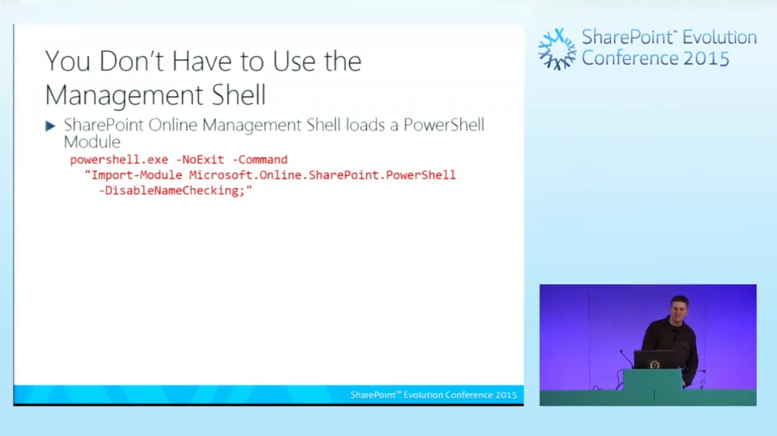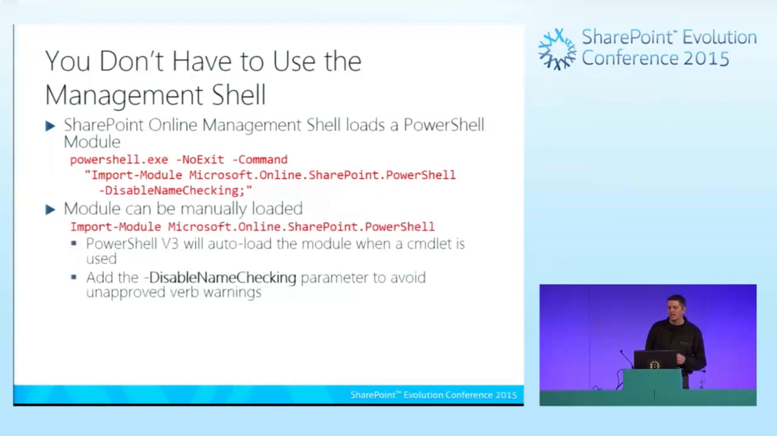That disable name checking parameter that it adds at the end just tells PowerShell to ignore any unapproved verbs. There's a couple verbs, actually I think maybe just one, I think it's the upgrade one, that they use in the SharePoint Online PowerShell commandlets that they shouldn't be using. They're not approved. So disable name checking just prevents you from getting a nice little yellow warning when you load it.